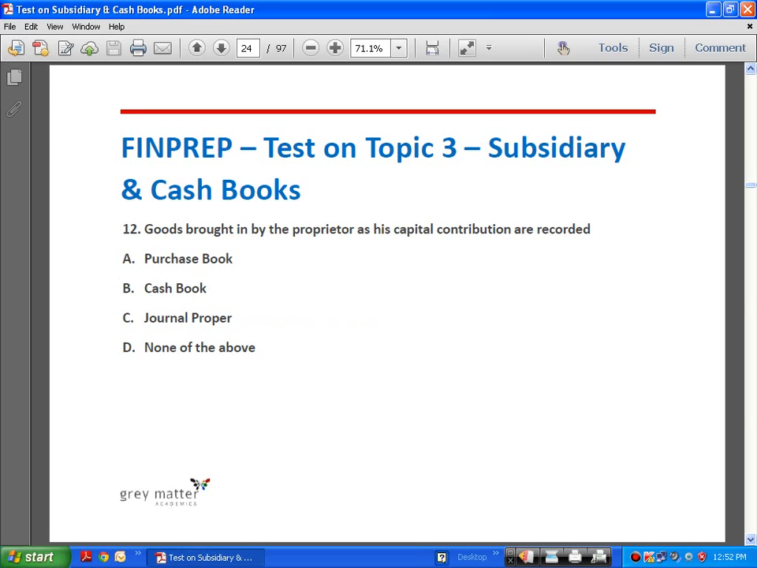Next, goods brought in by the proprietor as his capital contribution are recorded in. Suppose the proprietor brings in cash, we would record it in the cash book because cash comes in, but here the proprietor is bringing in goods and hence it would be recorded in the journal proper. So answer is C.